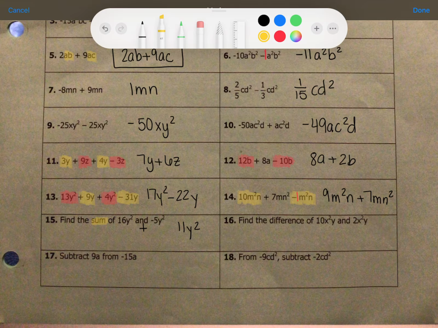Number 16, the keyword is difference. So we're going to find the difference, which means we're going to subtract. So 10x squared y, take away 2x squared y is, that's right, 8x squared y. Number 17, the wording gets a little tricky, and it says that we need to subtract 9a from -15a. So we're going to say -15a, subtract 9a from it. So we have now -15a minus 9a. So they're both negative, so -15 and a -9 gives me a -24a.